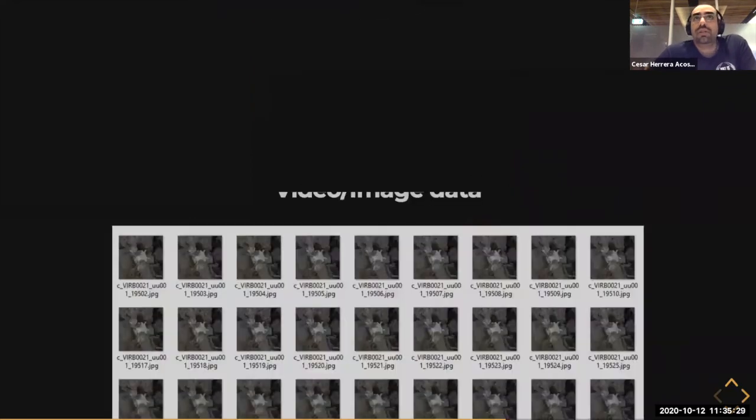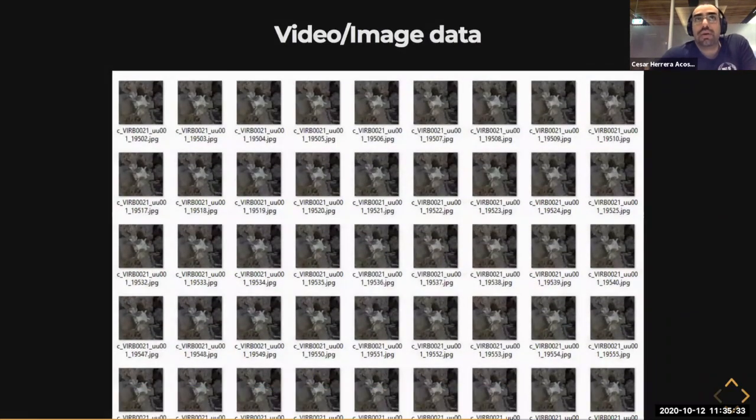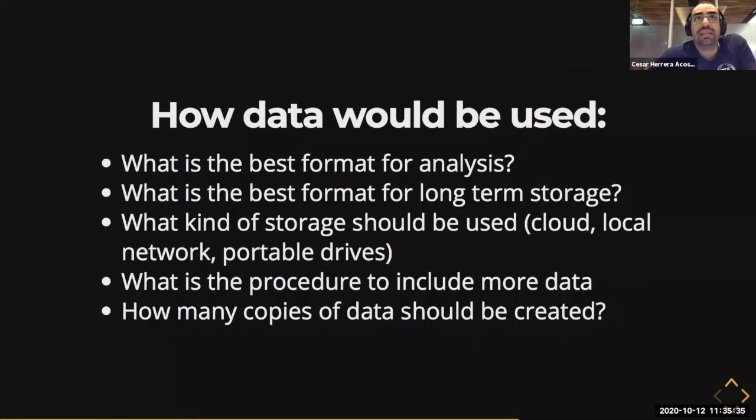So I think we should always think about how data will be used. What is the best format for analysis? What is the best format for long-term storage? What kind of storage should we use: cloud, local, or drive? What is the procedure to include more data? And I think this is super important. And how many copies of data should we create?